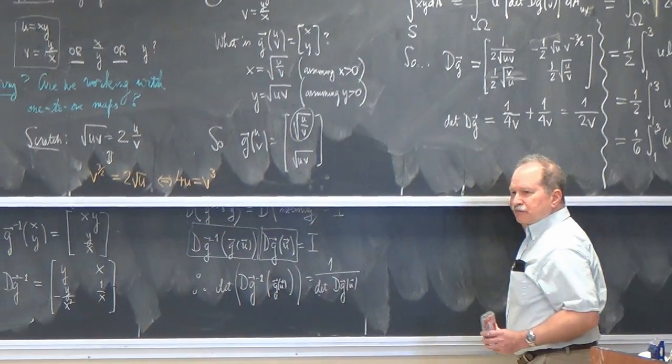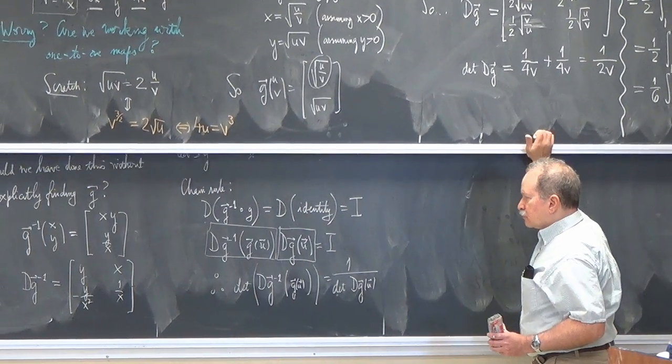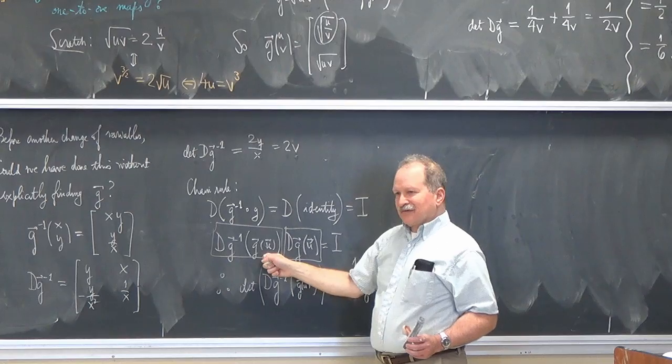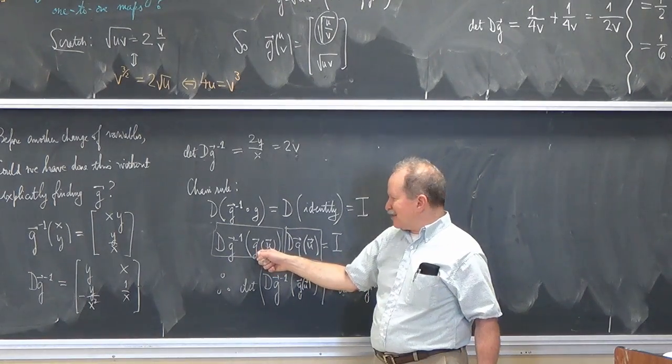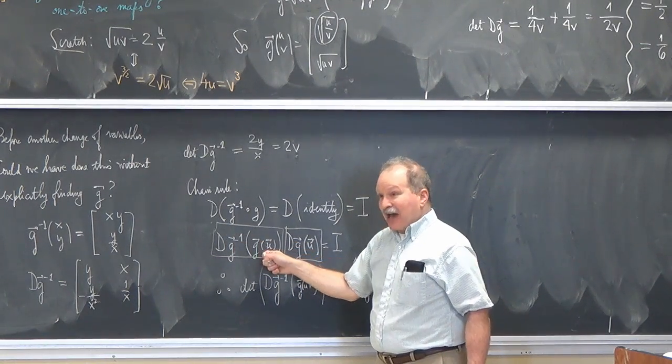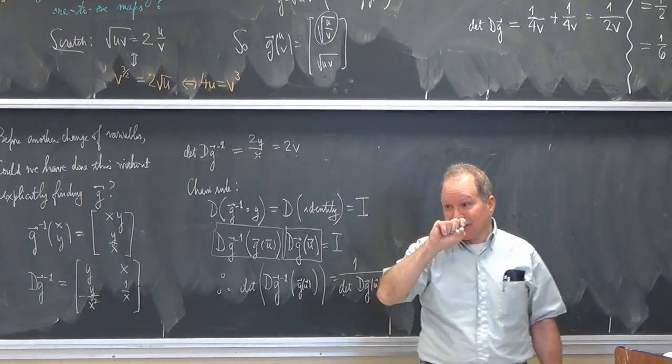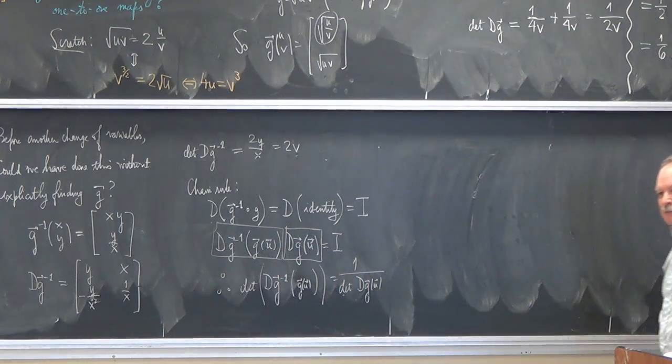So when we were finding the determinant of g inverse, we really found it in terms of x and y and then substituted in u and v at the end. Which is exactly what the chain rule says to do. Take the derivative and evaluate at g of u. In other words, take x and y and write them in terms of u and v. Okay. So that's exactly what the chain rule says.